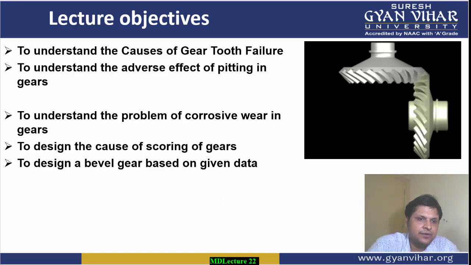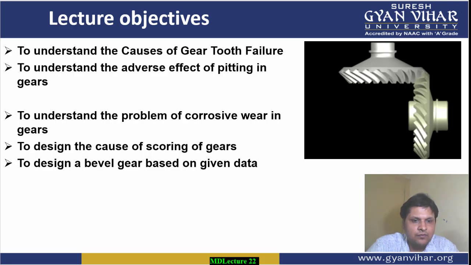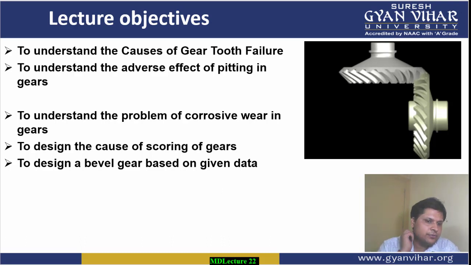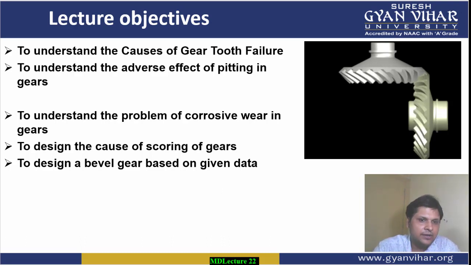The third objective is to understand the problem of corrosive wear in gears. We will discuss the problem of corrosion that exists in the case of gears. Then our fourth objective is to discuss the cause of the problem of scoring of gears. Scoring is a problem in gears, what is it and how we can remove this problem. What is the remedy of this scoring problem? We will discuss it.